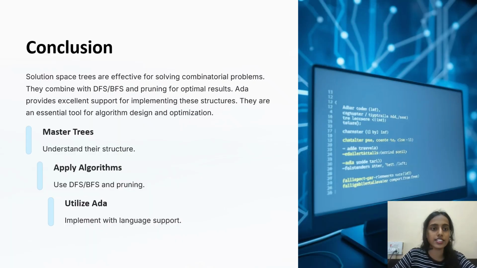So, at last, I will conclude about the solution space tree. Solution space trees are effective for solving combinatorial problems and they combine DFS, BFS and pruning for getting the most optimal result. ADA will provide excellent support for implementing these structures. They are an essential tool for algorithm design and optimization. The solution space tree is a powerful and essential concept in algorithm design, particularly in backtracking and combinatorial problem solving. It enables systematic exploration and supports pruning.